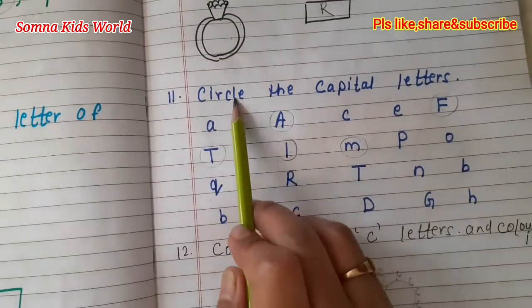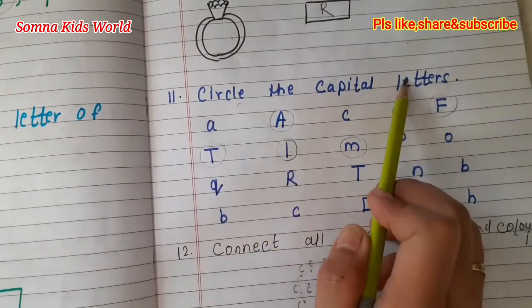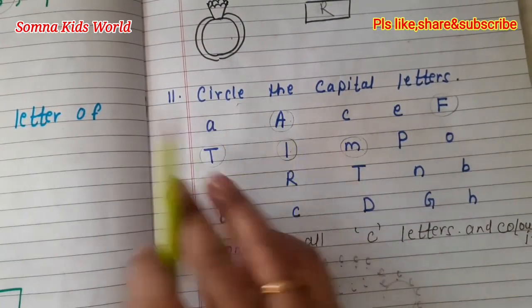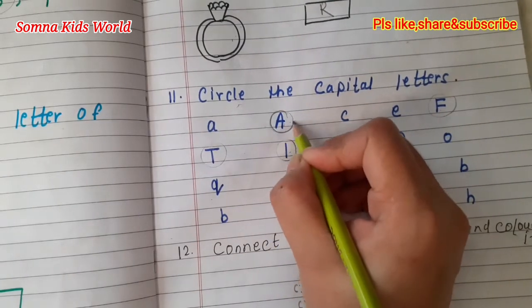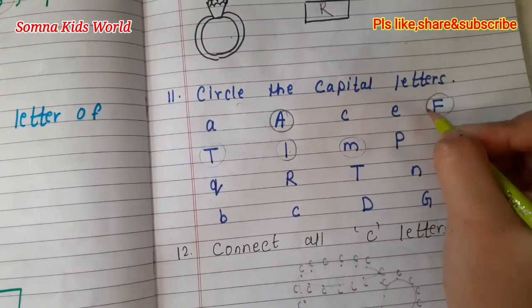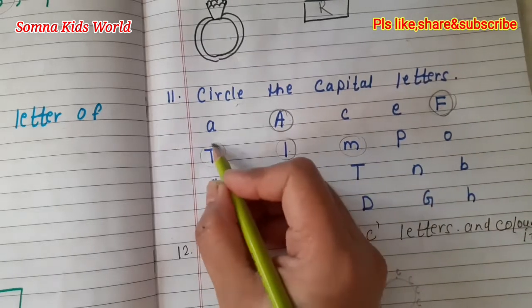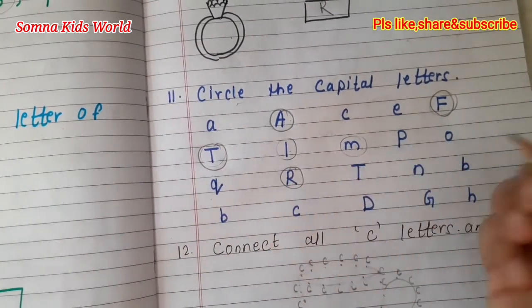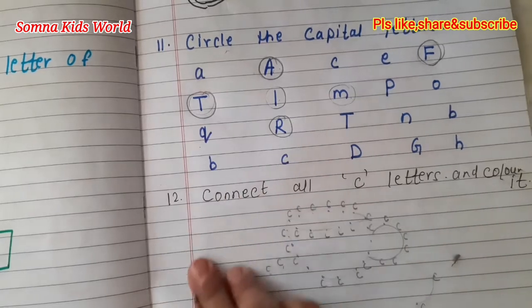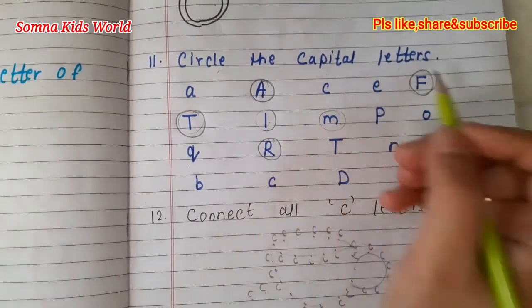Next one is, circle the capital letters. So here you need to circle only capital letters. You can see the capital A. Yes, capital A. Capital F. Capital T. Capital R. Like this, you need to circle only the capital letters.